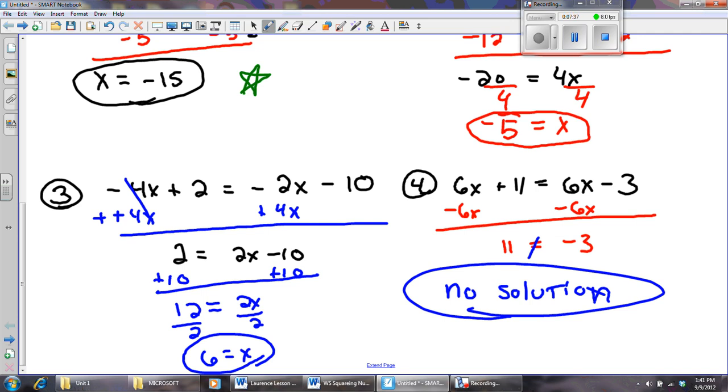No solution because I ended up with a statement that is never true. The x totally disappeared. I end up with a statement like 11 equals -3. That could never be possible.